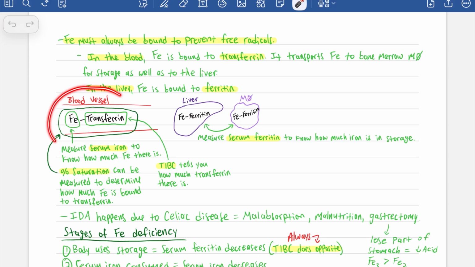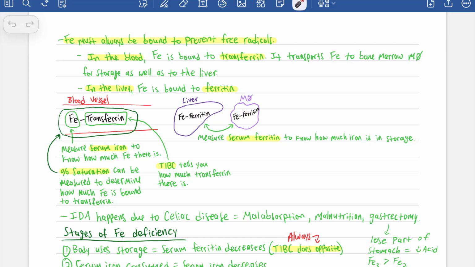So here we have an image, right, depicting a blood vessel. Here, when iron is transferring in the blood vessel, remember, iron can never be alone. It has to be bound to something. Think of it as a clingy friend. Iron is a very clingy friend. He always needs to be with somebody, right? Holding somebody's hand. So that's transferrin. Transferrin in the blood vessel is going to be bound to iron because it's transferring iron to wherever it needs to go. And so we can measure serum iron to know how much iron there is.